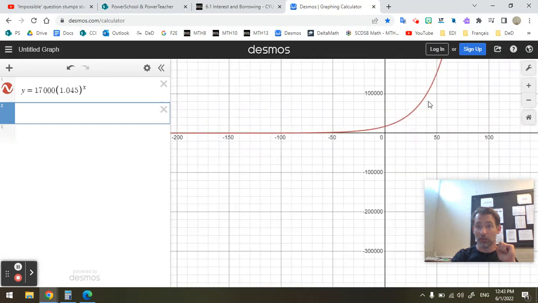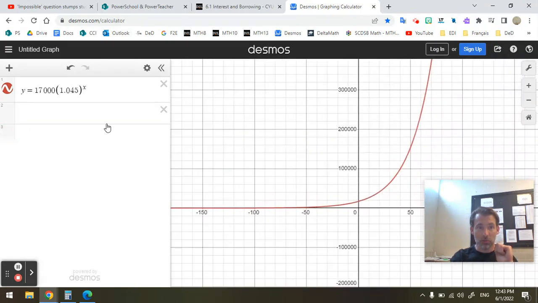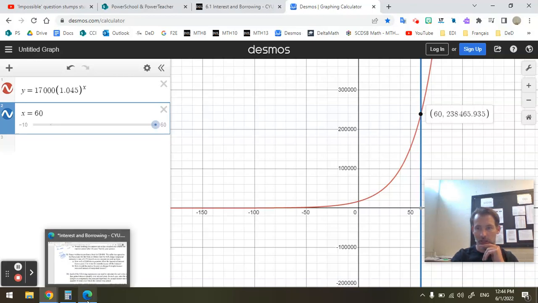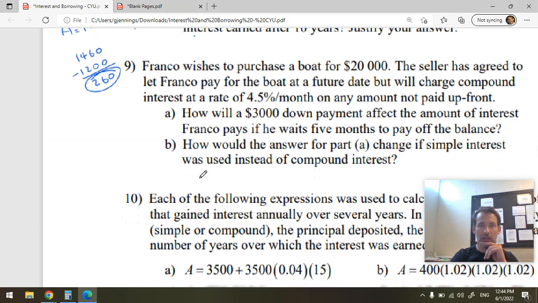Let's find out what he owes after 60 months. Okay, I'm just going to put in the line X equals 60, and then I find the intersection there. See, that's when X is 60. Then after 5 years, he'll owe $238,000 to this person. So don't make handshake agreements with people at 4.5% compound interest per month on something like 17 grand. You need to save the money and you need to pay for it in cash. You cannot do interest like that in this lifetime unless you know something I don't. Maybe you do. You know your situation better than mine, but be careful.